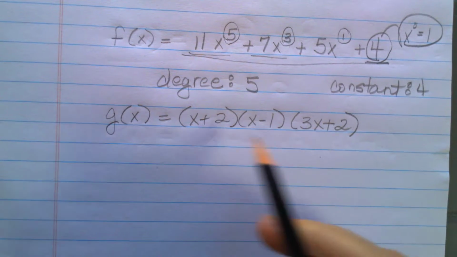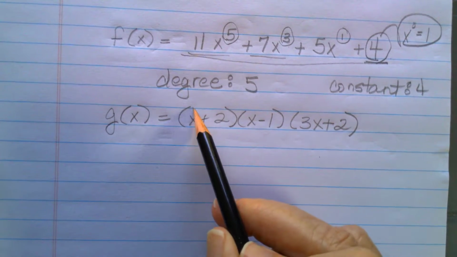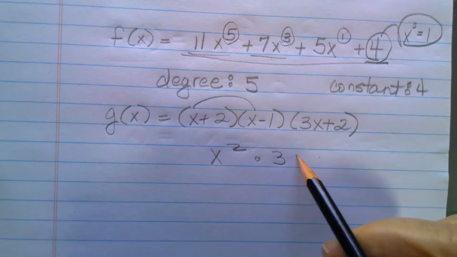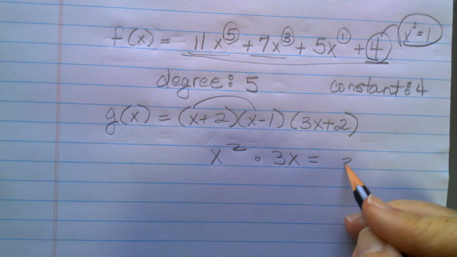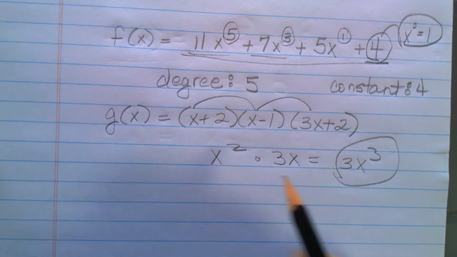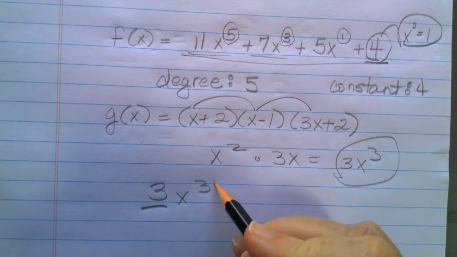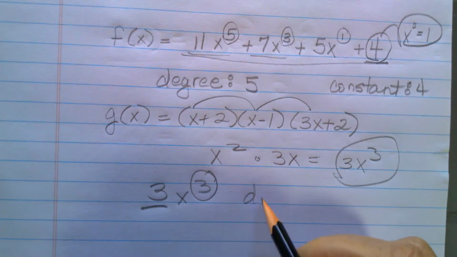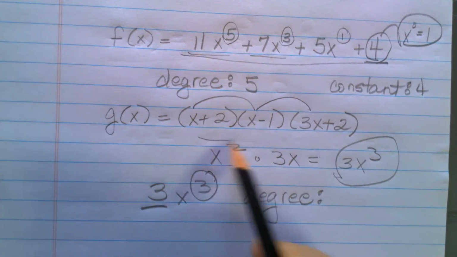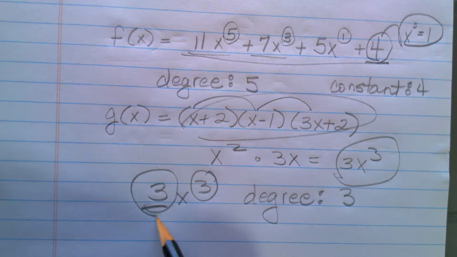You could multiply those out using the box method, or you can just use this shortcut. X times x is x squared, and then x squared times 3x is 3x to the third. That will give us our leading coefficient, which is 3, and it also gives us the degree of our polynomial. So you don't have to multiply this all the way out to get the degree or the leading coefficient.